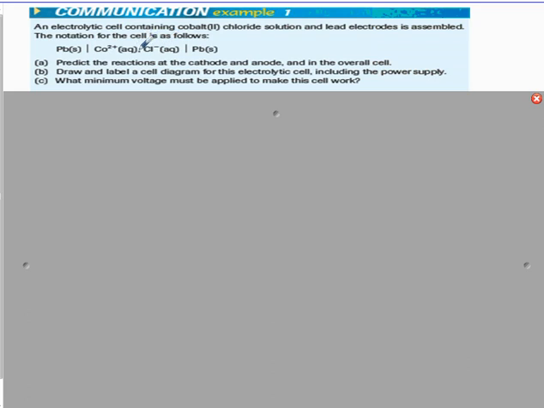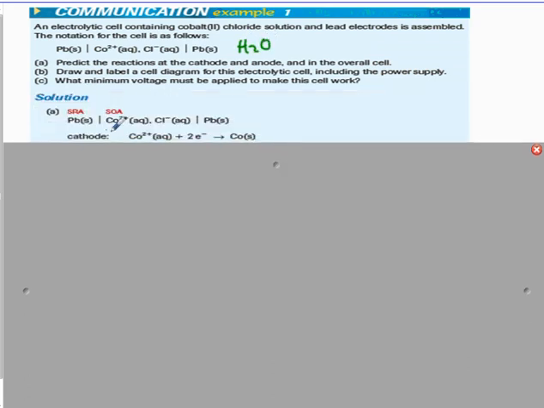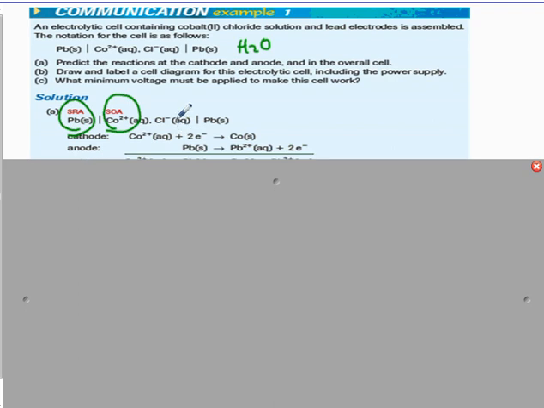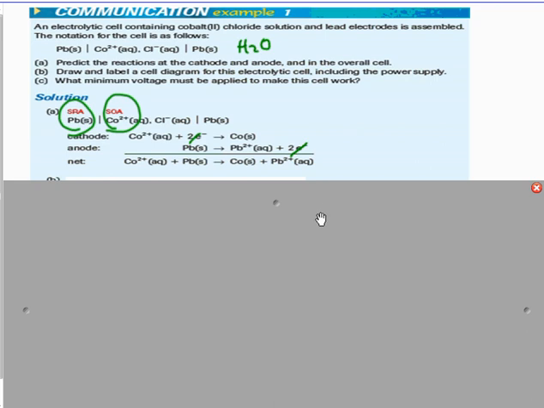Again, there's no physical boundary here. It's just one solution. So if we list out all our entities present, including water, our SOA is the cobalt-2, and our SRA is the solid lead. So my two half reactions, we have cobalt-2 being reduced to form cobalt solid, and then lead solid oxidized to form lead-2. Electrons cancel, and we get our net reaction.